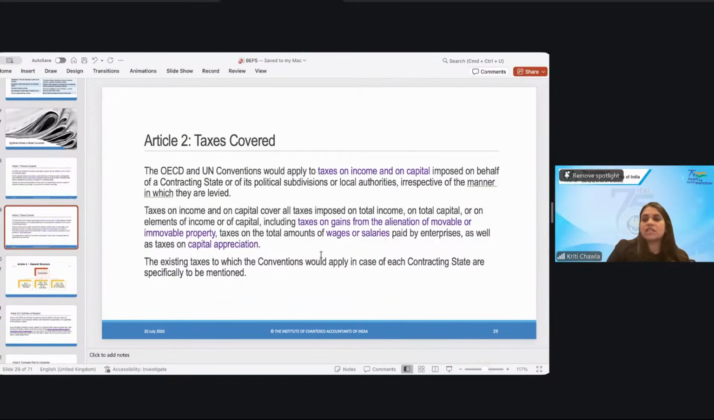It can include taxes on gains from alienation of movable or immovable property, as in capital gains, or taxes on total amounts of wages and salaries which are paid, or capital appreciation, etc. So it's going to apply to all these particular taxes. It's going to be mentioned in a particular tax treaty also. And the existing taxes to which the convention actually applies will be specifically mentioned there as well. So that's Article 2.